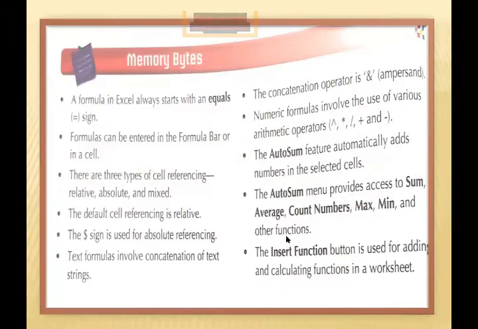Now, these are some memory bytes. In Excel, a formula always starts with an equal sign. Before writing any formula, you will type the equals-to sign. Number two: a formula can be entered in the formula bar or in a cell. You can type a formula in a cell or in the formula bar. There are three types of cell referencing: relative, absolute, and mixed. The default cell referencing is relative. This dollar sign is used for absolute referencing.